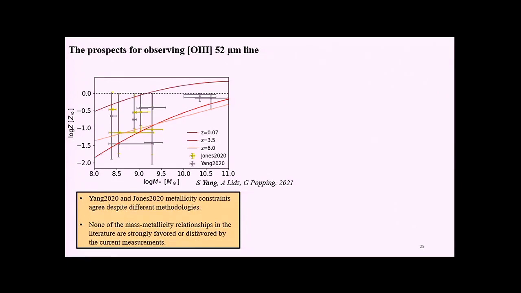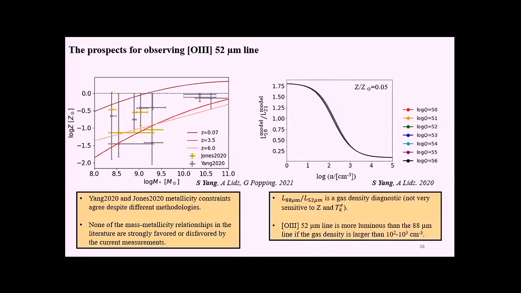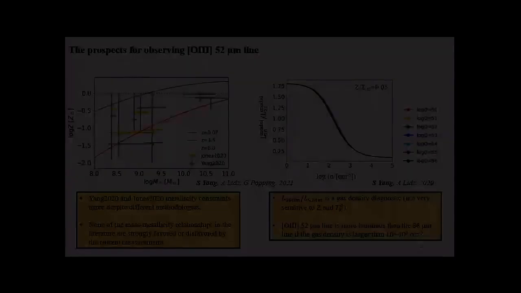So we can see that due to this very large error bar, none of the mass metallicity relations in the literature are strongly favored or disfavored by the current metallicity constraint. But luckily, we have noticed that the critical densities for the 88 and 52 micron lines are different. So the luminosity ratio between those two lines is a nice gas density diagnostic. In the second figure, I show the luminosity ratio between the 88 and 52 micron lines as a function of the H2 region gas density. From here, we can see that the 52 micron line can be even more luminous than the 88 micron line.